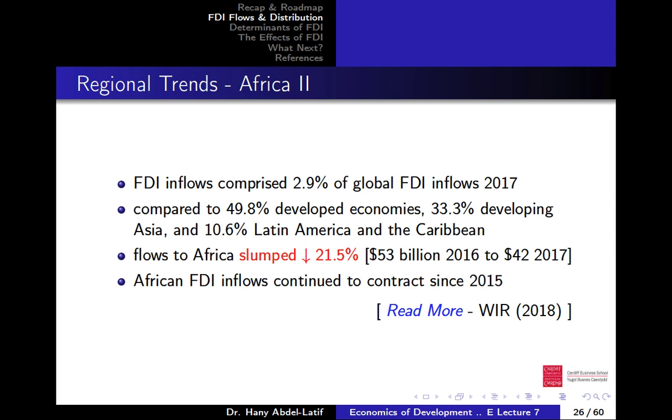in 2017. If you compare Africa's share in FDI to developed economies, it is 49.8%. Well, actually we should compare it with other developing countries. If you look at developing Asia, the share is 33%, compared to 2.9% in Africa, and 10% in Latin America, even though the flows to Africa dropped by 21% last year. And this decline is continuing from 2015.